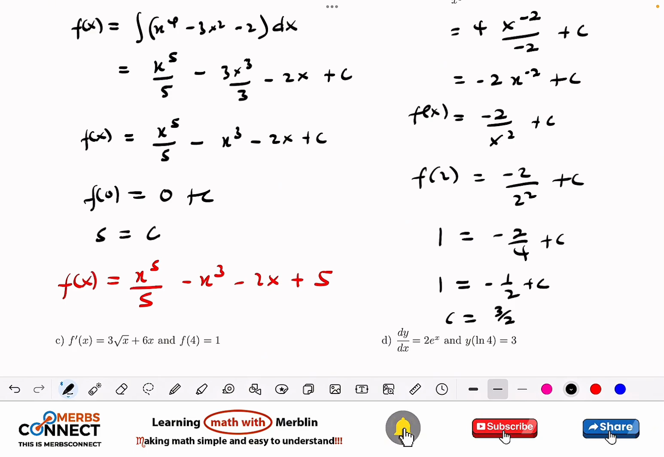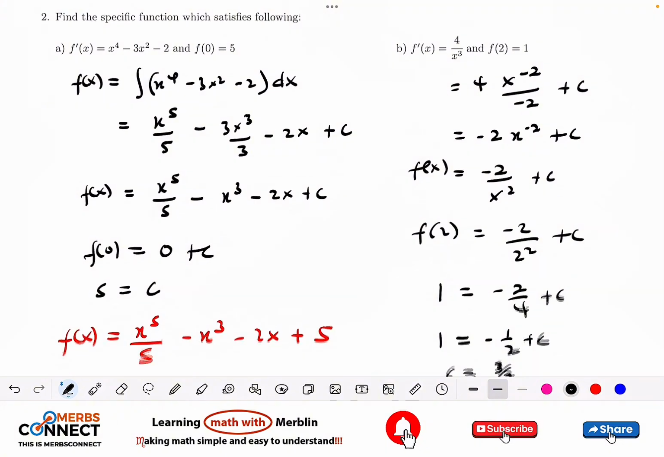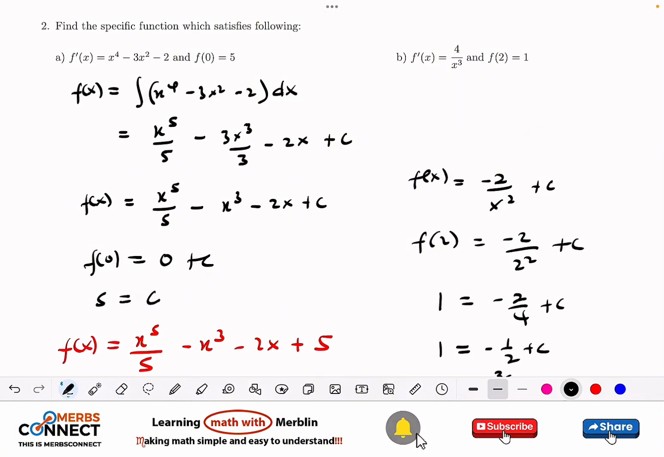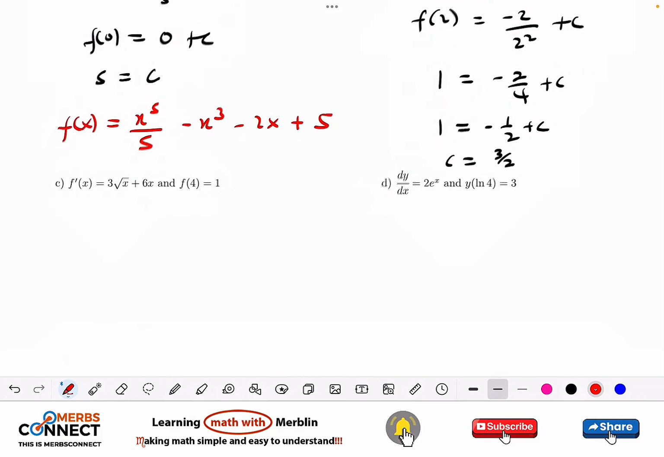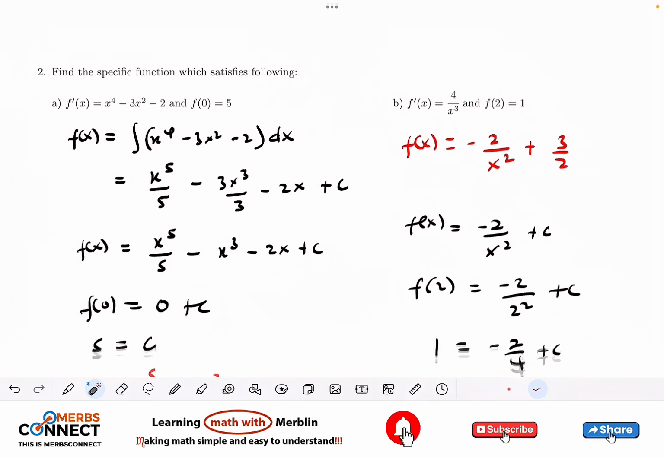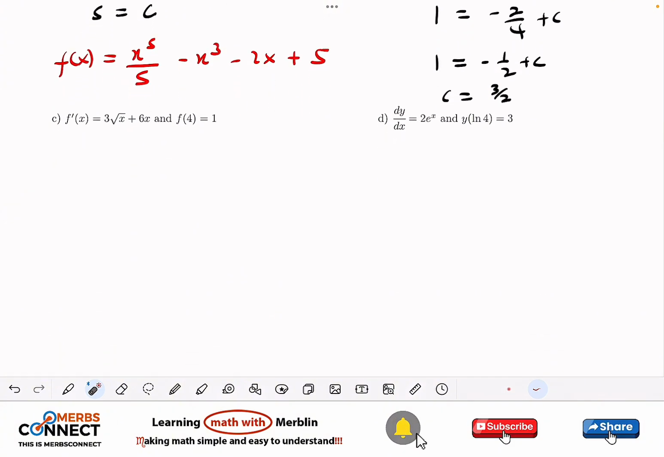Right. So that is my c. So now I can write my function f of x to be equal to minus 2 over x squared plus 3 on 2. Right. So this is what I'm going to get at the end of the day. So now when I differentiate this function, I'm going to have what is here. So that's the idea. Now let's look at c.